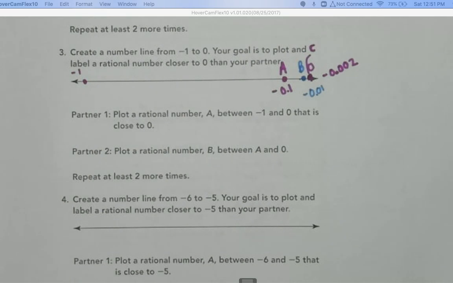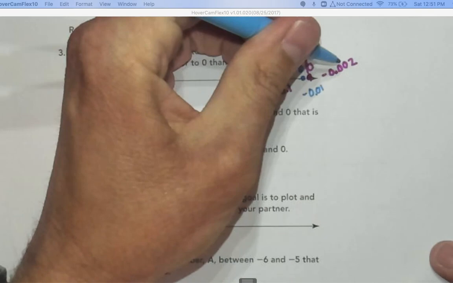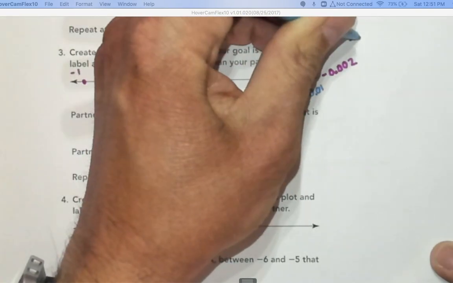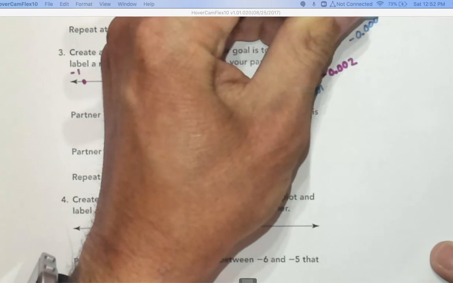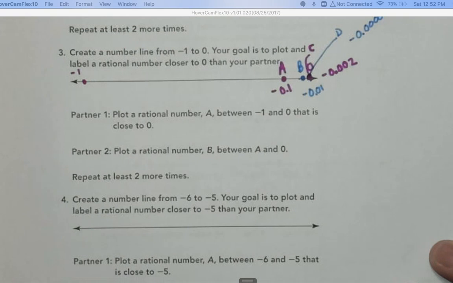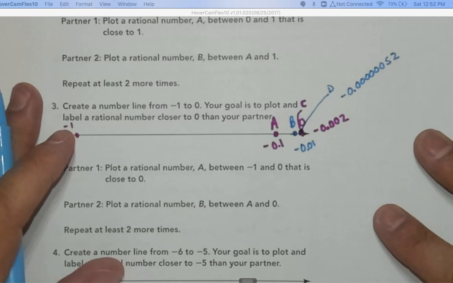You have to get it even closer to 0, but it's got to be between. I could put negative 0.0000052. You're off the screen, I think. That's about right. But now you got to say it.